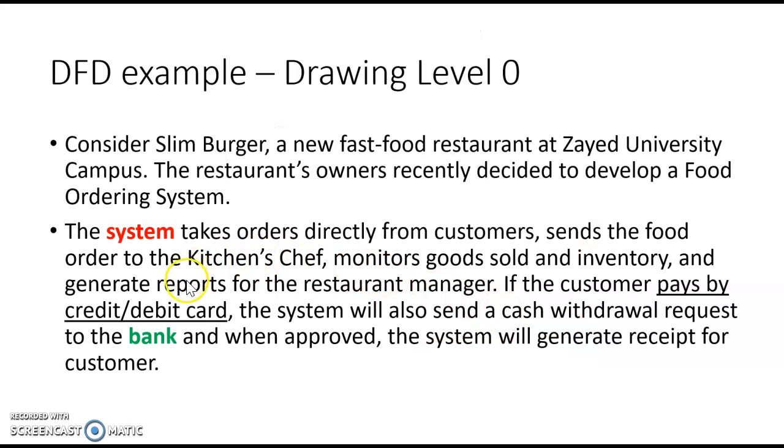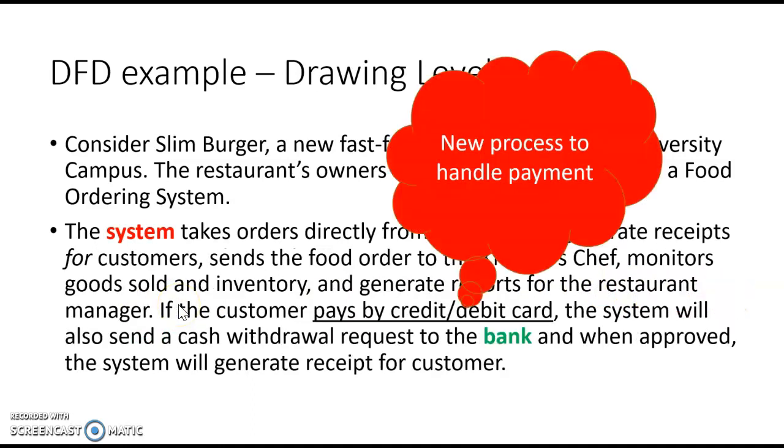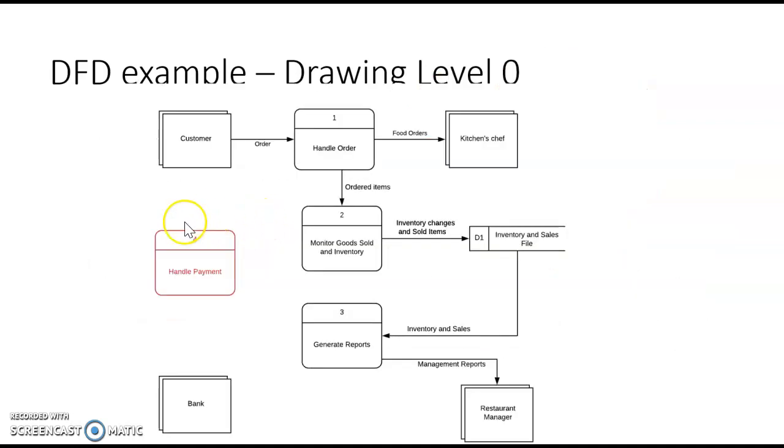Fourth, the customer will pay. Now all of this will be the process of payment. Customer will pay, the system will send a request to check, the request to withdraw from the bank will be approved, all about payment here. So it will all start from the customer when he needs to pay. So here I will have a new process which is handle payment. I place a fourth process called handle payment and I name it 4.